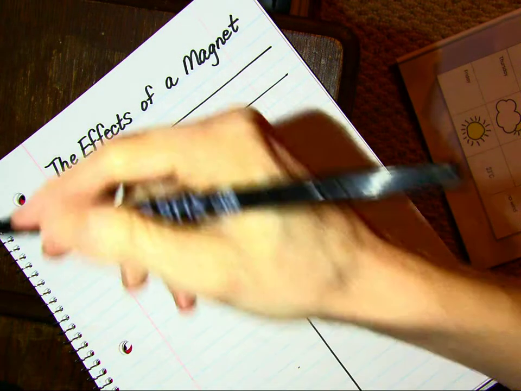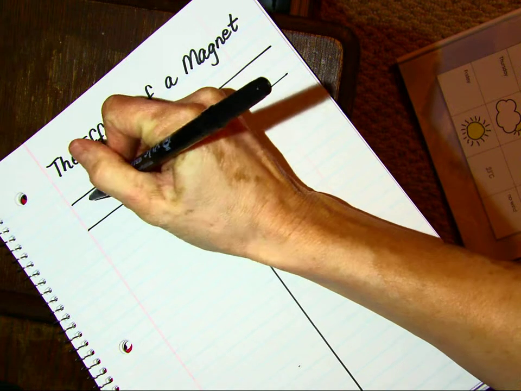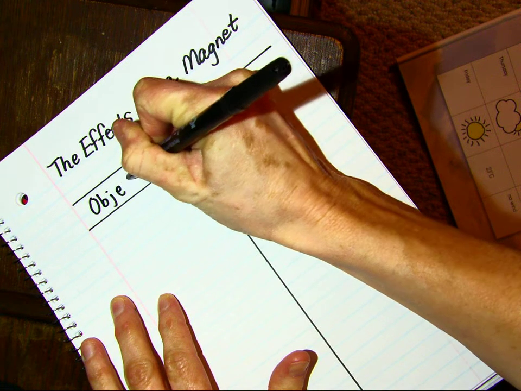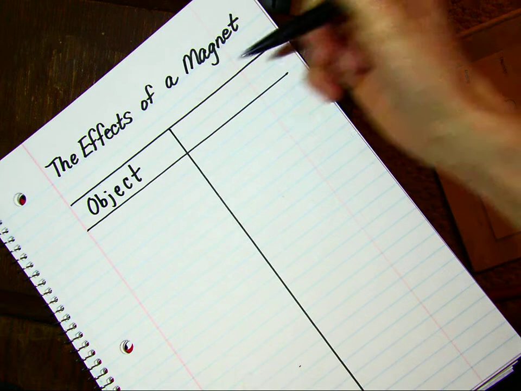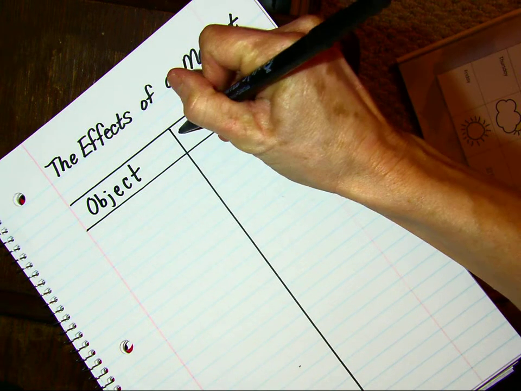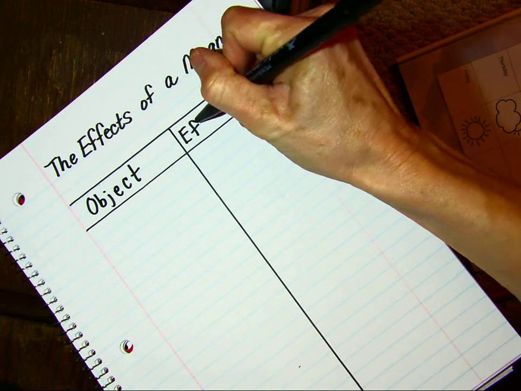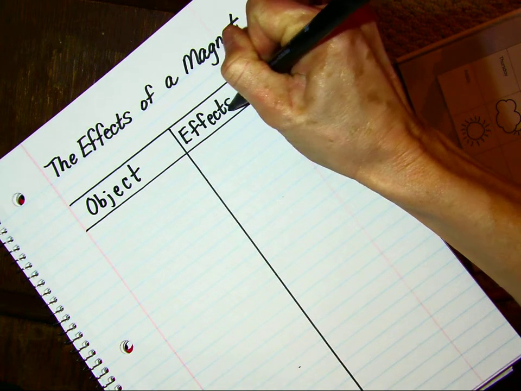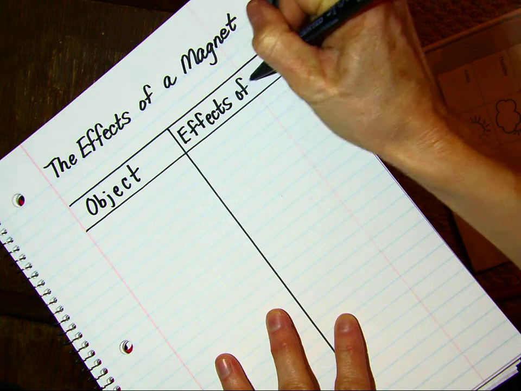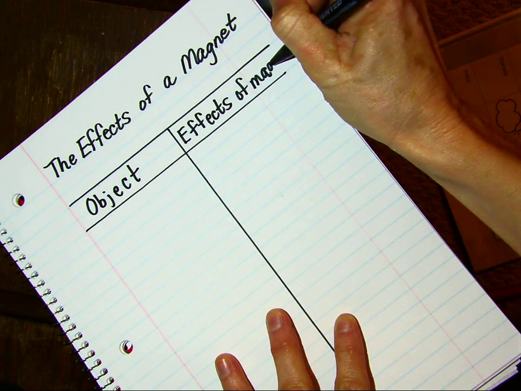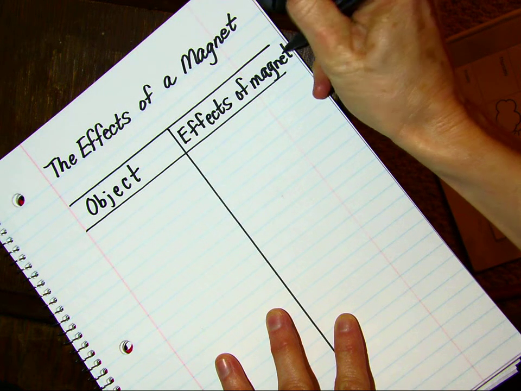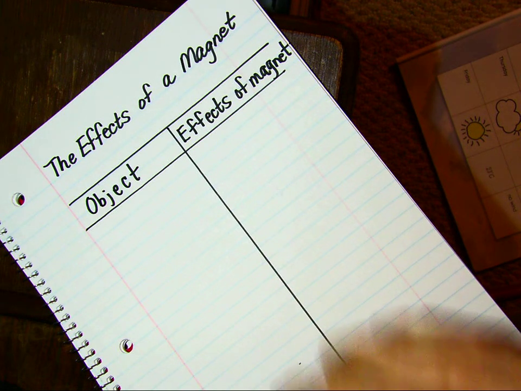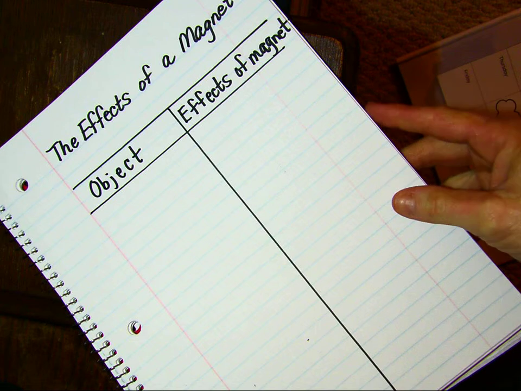We're going to put on one side of our chart or our table the word object. And this is where I'm going to list all the objects that I'm going to test. Then on this side I'm going to write the effects of the magnet. Now, as I'm going to test them, I'll be able to record my observations on this log.